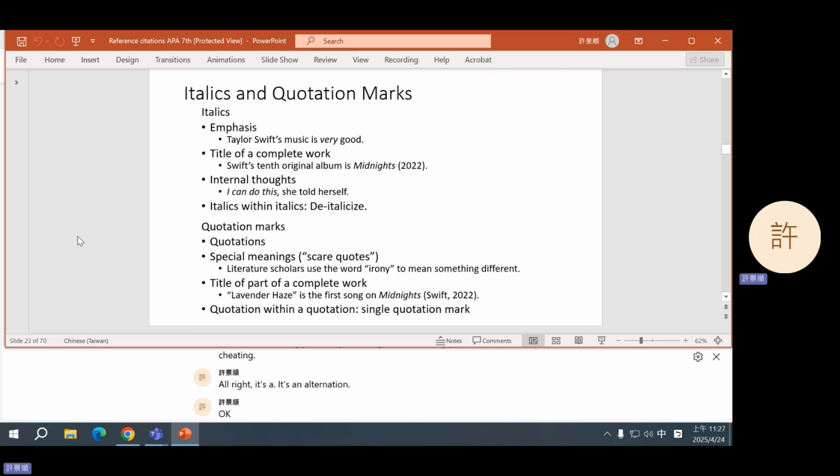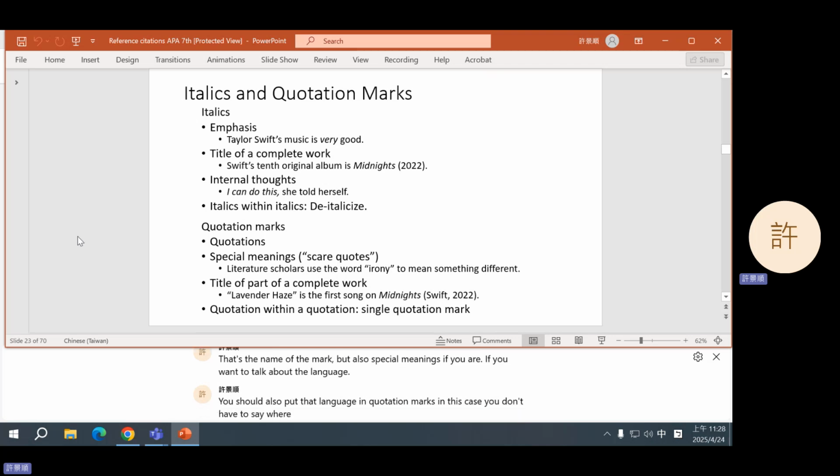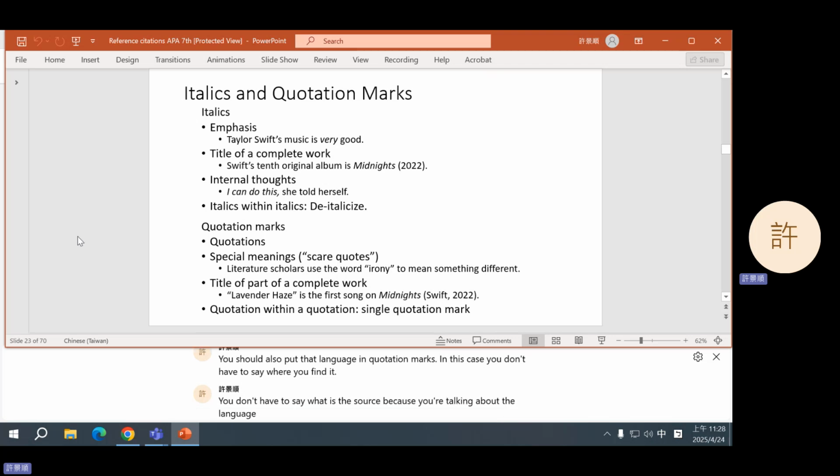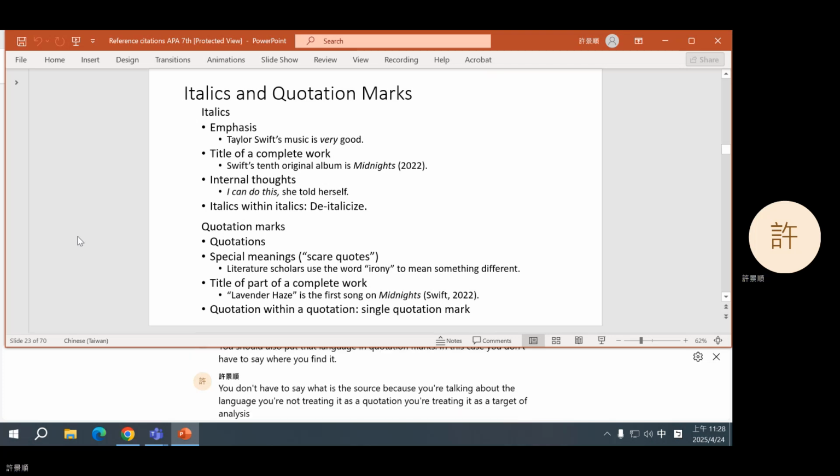Okay, so that's italics. Quotation marks are used for quotations. That's the name of the mark. But also special meanings. If you want to talk about the language, you should also put that language in quotation marks. In this case, you don't have to say where you find it. You don't have to say what is the source, because you're talking about the language. You're not treating it as a quotation. You're treating it as a target of analysis.